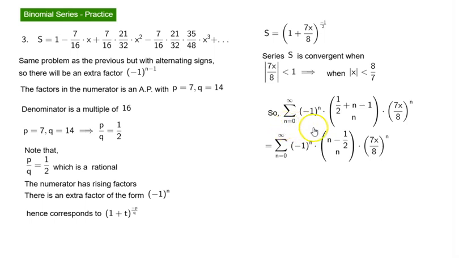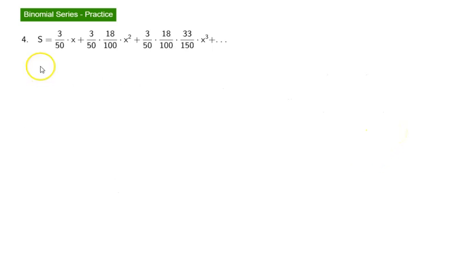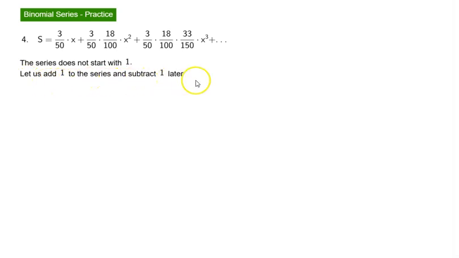And the compressed form is summation n equal to 0 to infinity of minus 1 to the power of n times minus half choose n times 7x by 8 to the power of n. Fourth one. Now s is equal to 3 by 50 times x plus 3 by 50 times 18 by 100 x square plus 3 by 50 times 18 by 100 times 33 by 150 x cube and so on. So the series does not start with 1. Let us add 1 to the series and subtract 1 later.